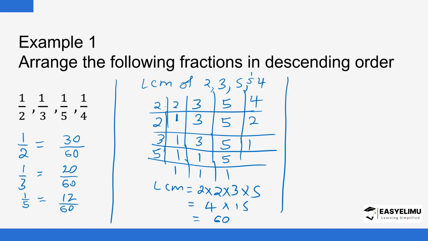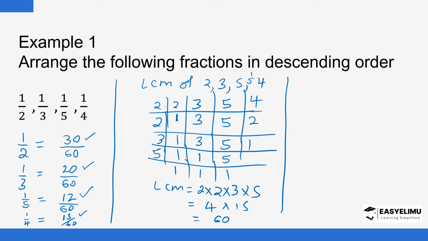And finally 1 over 4. You multiply both numerator and denominator by 15. So 1 by 15 is 15, and 4 by 15 is 60. So you compare the numerators. After you have expressed all of them with a common denominator, you can now compare the numerators. You see 30 is greatest, followed by 20, then 15, then 12 is the least.